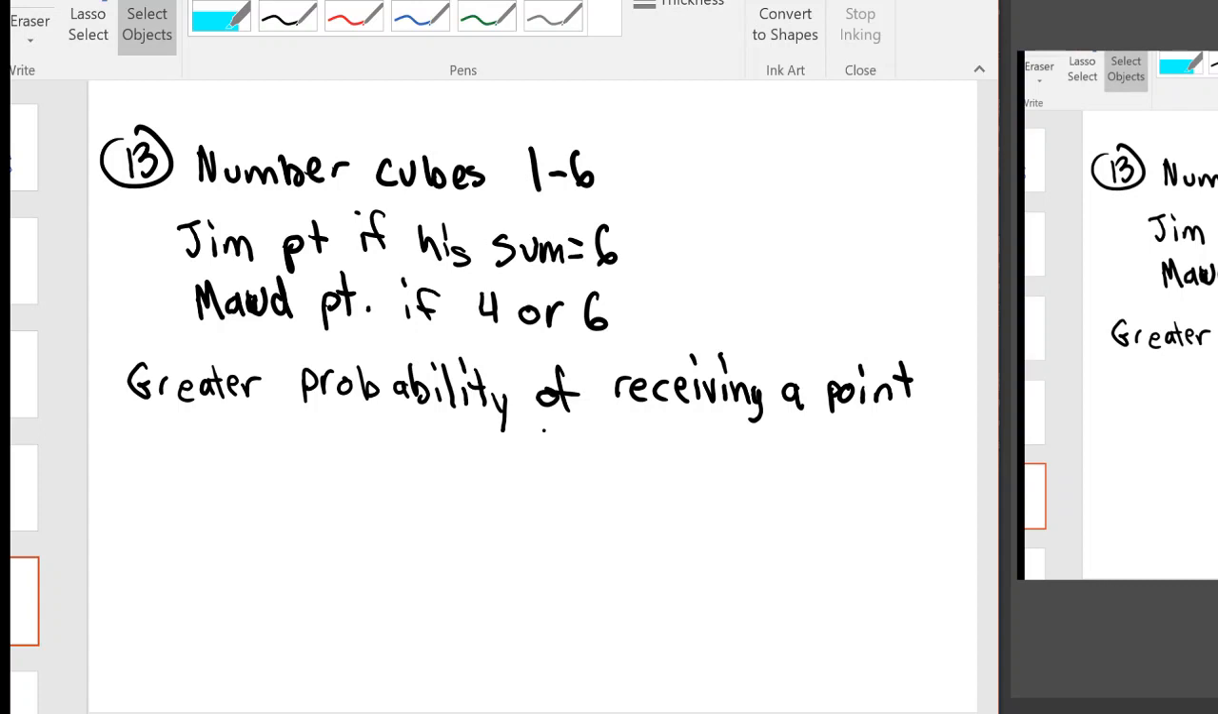Well, Jim receives a point if his sum is 6. Maud receives a point if the sum is 6 or 4. Clearly, Maud has a greater probability, because she has 2 options versus Jim having 1 option, and they share the same option. So there's not really much to explain on this one.